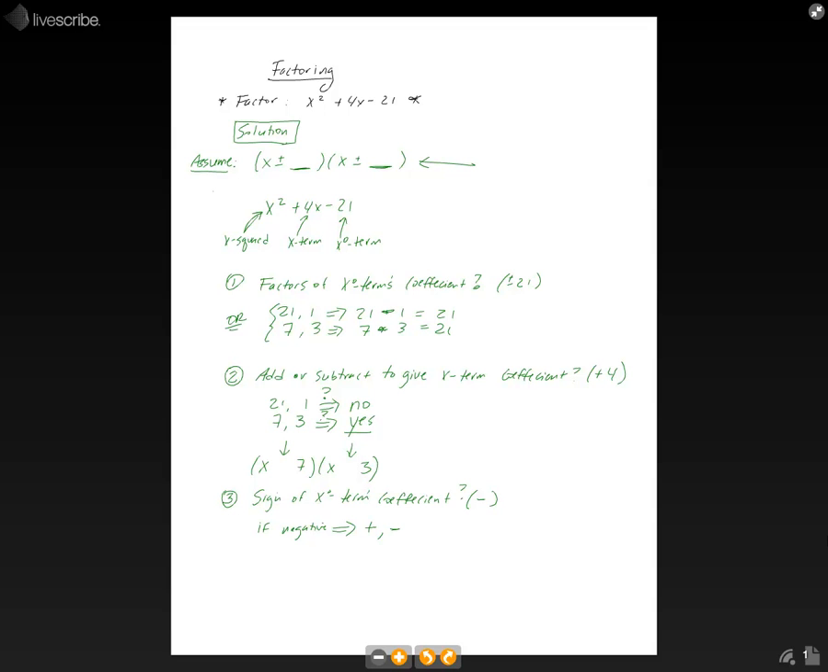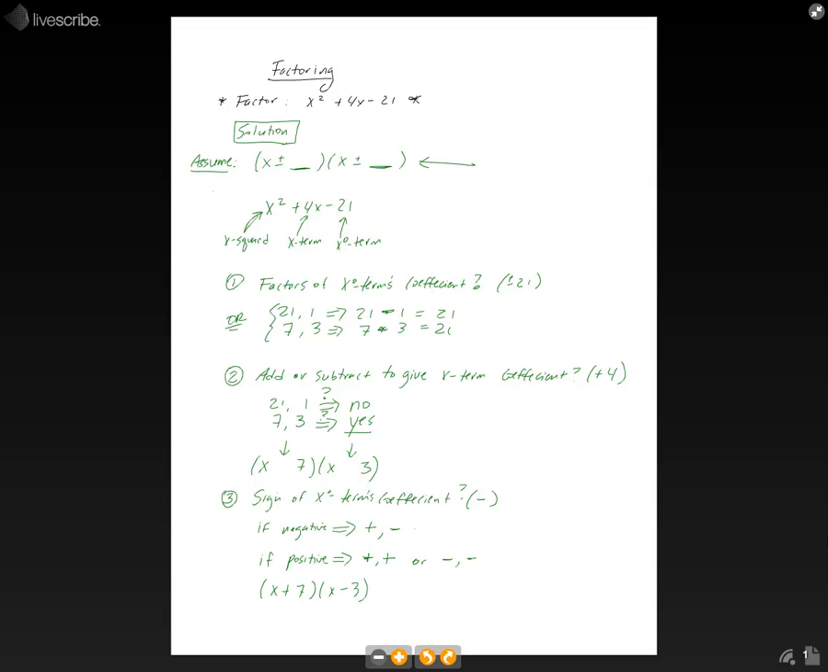If it is negative, then you're going to want a plus and a minus, right? Because when you multiply a positive and a negative number together, that gives you a negative answer. If the sign of the x to the 0 term's coefficient is positive, then you're going to want either two pluses or two minuses, because when they're multiplied together they'll give you a positive result.